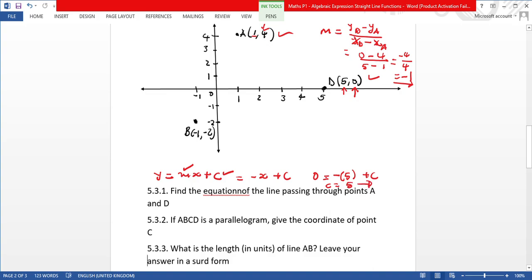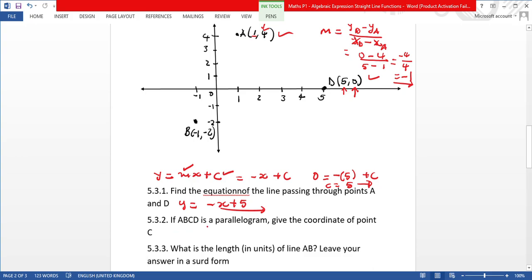Right, so now to answer question 5.3.1, you can complete our equation and say y is equal to minus x plus 5. That's the answer. So that's going to be the equation. And then let's go to 5.3.2.